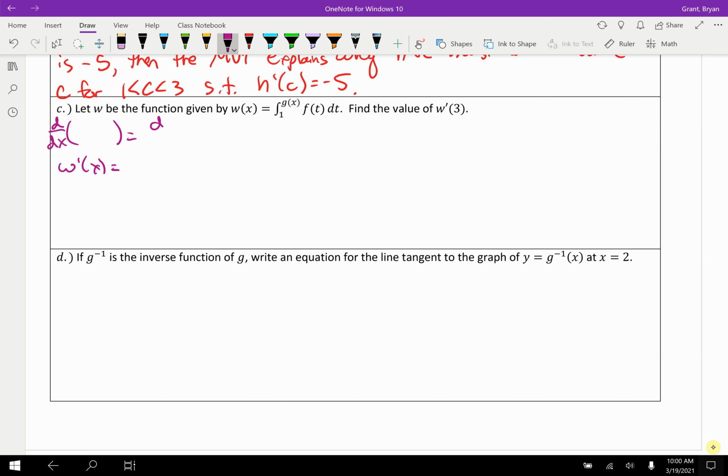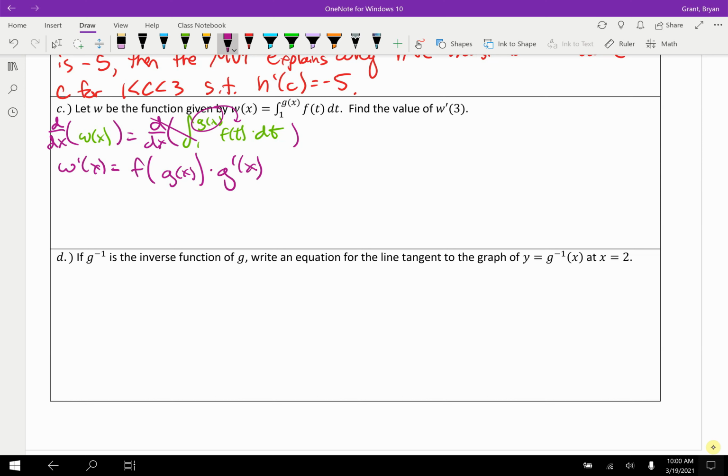This first step, showing this d/dx, is optional. I always like to show it, though, just so you can keep track of where everything came from. The integral from 1 to g(x) of f(t) dt. The derivative of W(x) is W prime of x. This one, we talked about this. This is the fundamental theorem, part 2. g(x) goes in, these cancel, we don't do anything to f. So f of g(x), chain rule, times g prime of x.